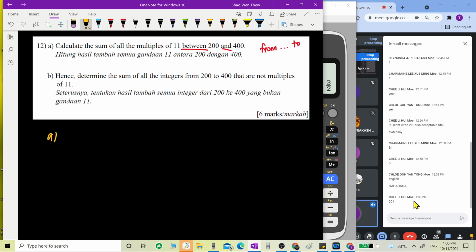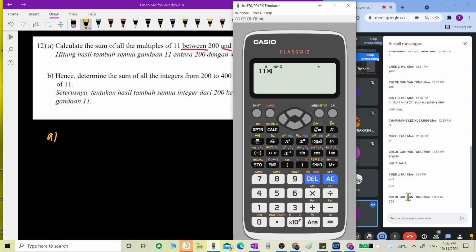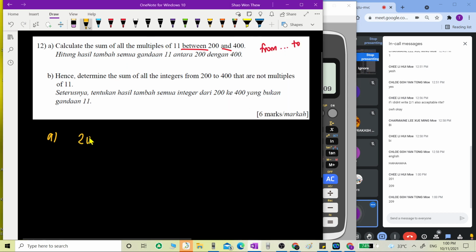Not 201. 201 cannot be divided by 11, right? So you need to try like this. Let's say 209 is the first number, right? Let's say if you try, for example, 11 times 18 is 198, before 200. So maybe we increase to this one. Yes, so this is the first number after the 200 which is a multiple of 11. So we need to write 209.